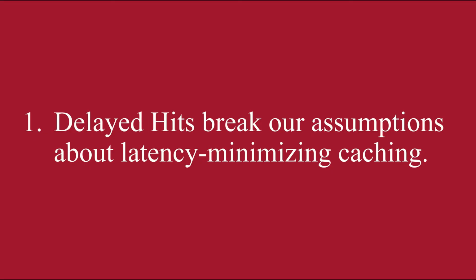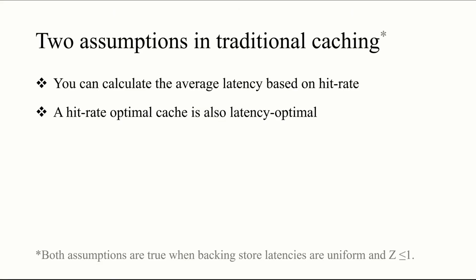Let's look at this first point in more detail. Delayed hits break our assumptions about optimizing for cache latency. Specifically, there are two assumptions that I want to discuss. First, that you can calculate average caching latency using the hit rate, and second, that a hit rate optimal cache is also latency optimal. Now, both of these assumptions are true when backing store latencies are uniform and the parameter we defined as Z is 1 or smaller. However, they're not true when Z is larger.